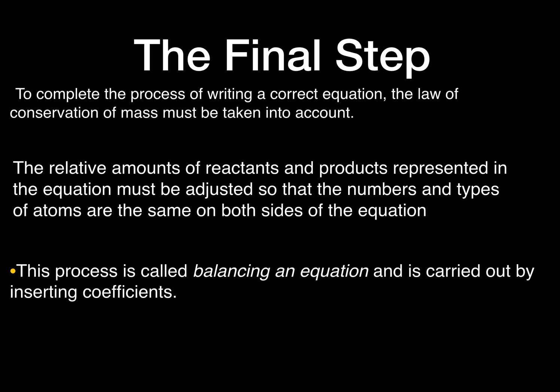So, to complete the process of writing a correct equation, the law of conservation of mass must be taken into account. The relative amounts of reactants and products represented in the equation must be adjusted so that the numbers and types of atoms are the same on both sides of the equation. This process is called balancing an equation and is carried out by inserting coefficients.